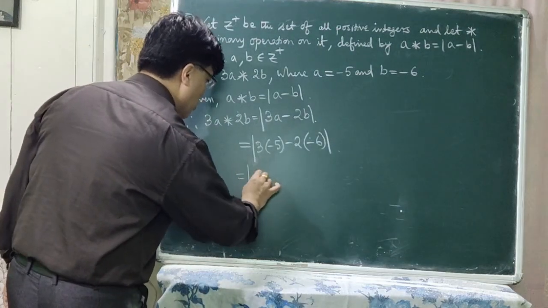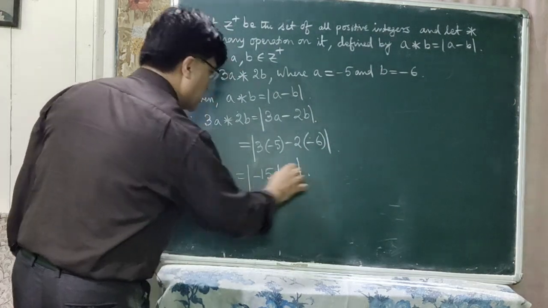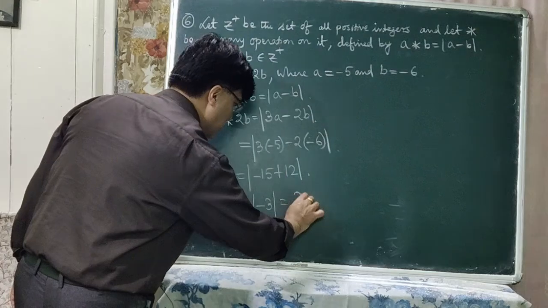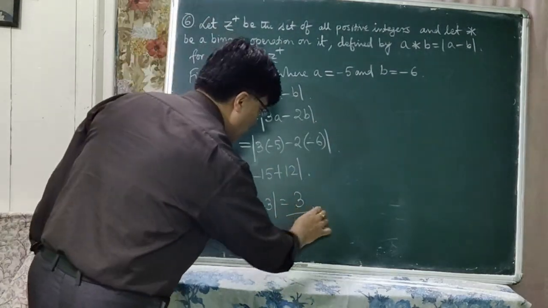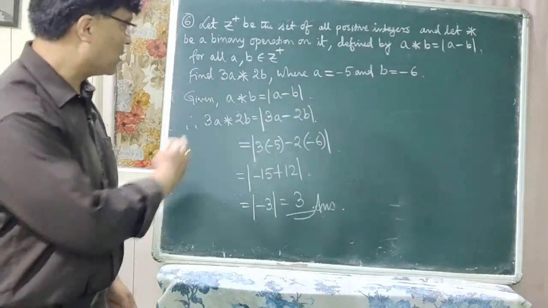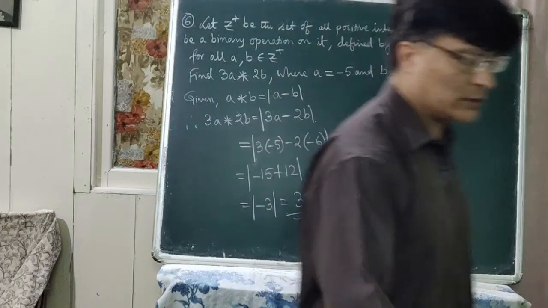So it is equal to within mod, this is minus 15 minus, minus plus, that is 6 twos are 12. So which is equal to within mod minus 3, which means plus 3. So this is the final answer. So I think you have understood it, so you can copy it. Now we'll do the next question.